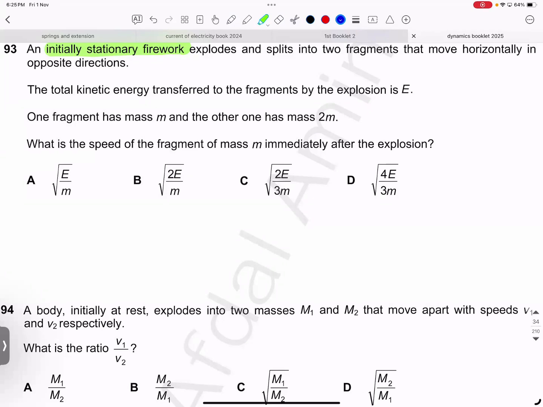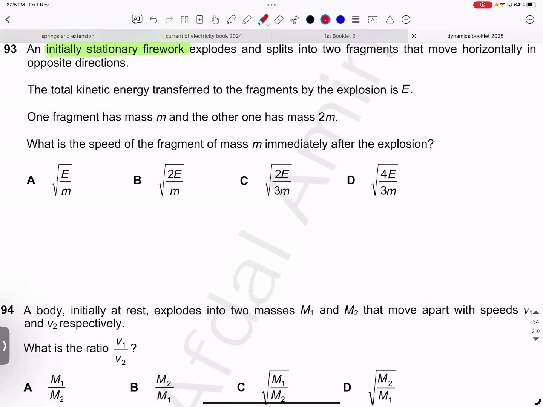Now the problem is you don't have the speed of any of them, and initially it was stationary. So first you need to deal with the kinetic energy as well as the principle of conservation of momentum, both. Because you need the speed of the fragment of mass m immediately after the collision, so you need the relationship between their speeds.